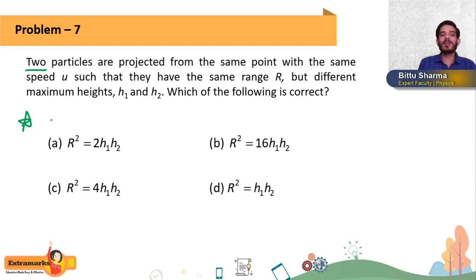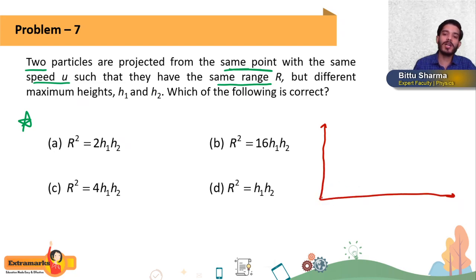Whenever two different particles are projected from the same point with the same speed u, the initial speed by which we are throwing the particle is also the same, and they have the same range r, but different maximum height. So remember this thing, students. What? In this case, the angles of projection will be complementary. Remember this thing. This point is very important.